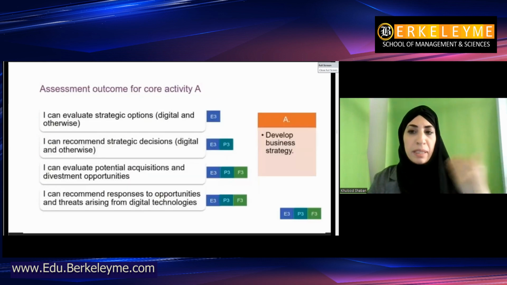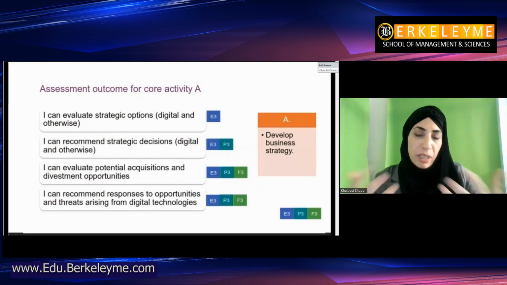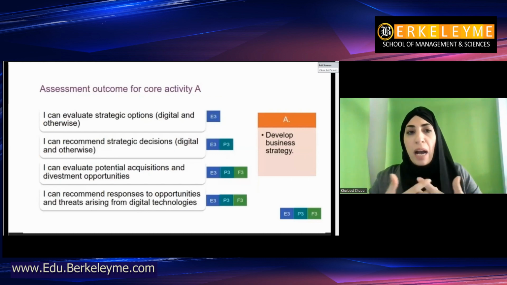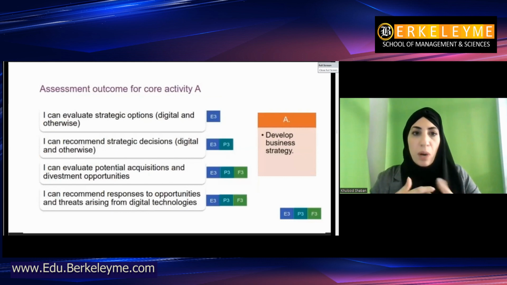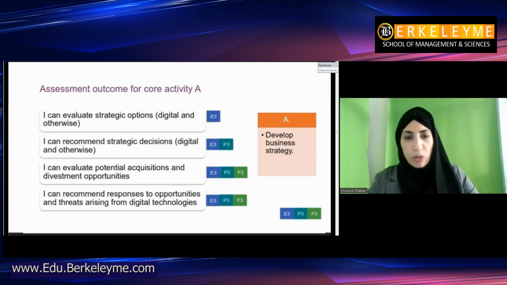So now these activities. The first activity is how to develop business strategy. It will have multiple subjects under it. Firstly, you have to be able to evaluate the strategic options, digital and otherwise. You should be able to recommend the strategic decisions and, of course, the potential acquisitions and divestment opportunities. This is mergers, acquisitions, even investment opportunities.